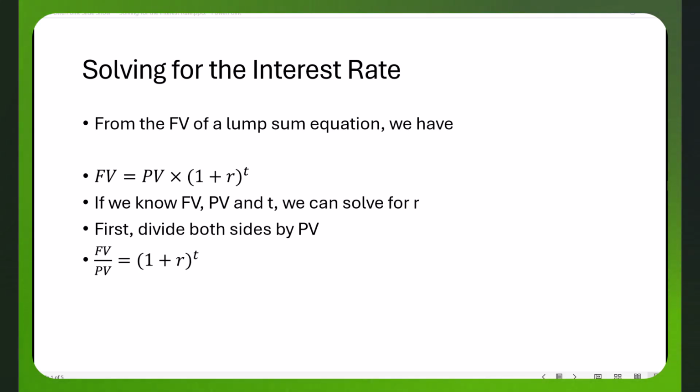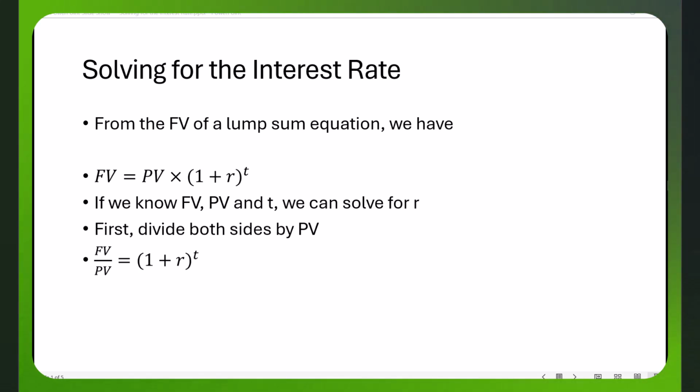Let's take a look at how you solve for the interest rate. For example, you might have a certain amount of money in the bank and you want it to grow to a certain future value during some specific period. So you'd like the money to grow from $100 to $200 in 5 years. What rate of return do I have to earn in order for that to happen? So how do we solve that?